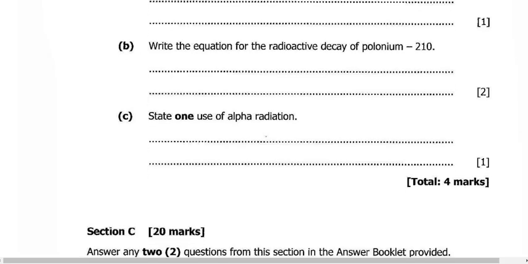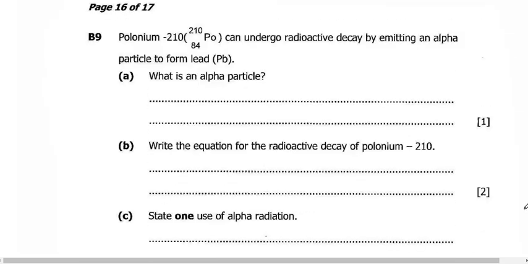So now we are looking at the final question in section B, which is question B9. The question says polonium, which has a mass number of 210 and atomic number of 84, can undergo radioactive decay by emitting an alpha particle to form lead. So this will undergo alpha emission and will form lead, which is Pb.